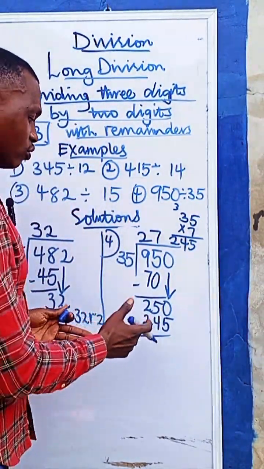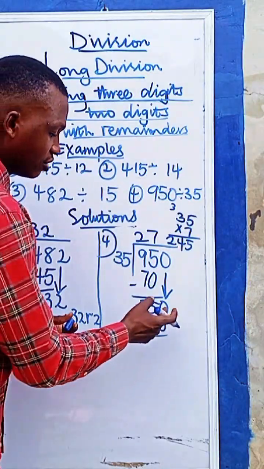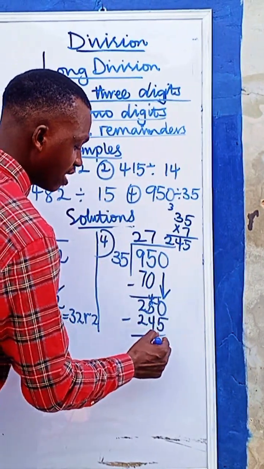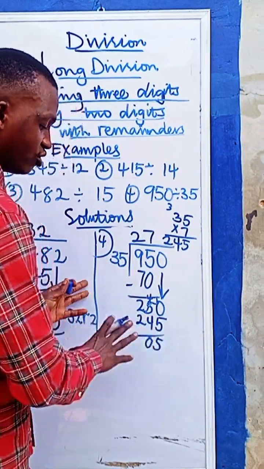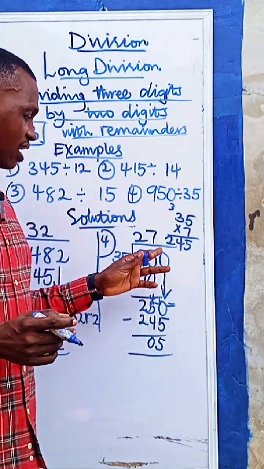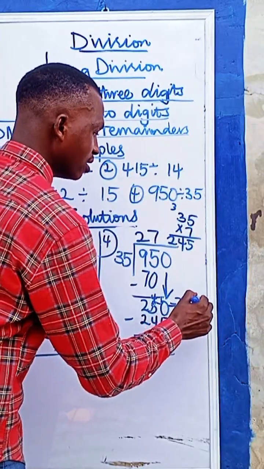Is to subtract. So 250, let me take it easy peasy. 0, 5, 0, take away 5 is not possible. Take 1 from here, this remains 4. 10, take away 5 will give me 5. 4 minus 4 will give me 0. 2 minus 2 will give me 0. So easy peasy, I know that the quotient of 950 divided by 35 is 27 remainder what?